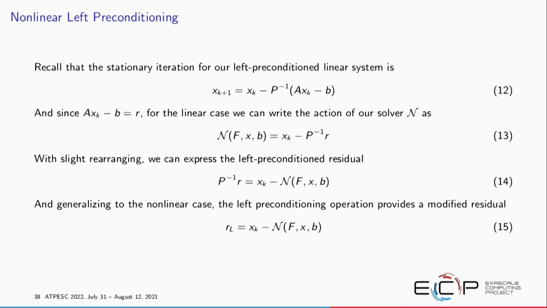We can also do something that is analogous to preconditioning that some of you may have seen in the Trilinos talk earlier today for linear systems. Recall that the stationary iteration for our left preconditioned linear system looks like this. And since A times x sub k minus b equals the residual for the linear case, we can write the action of our solver N like this. Then if we do some slight rearranging, we can express the left preconditioned residual as this expression here. Generalizing to the nonlinear case, the left preconditioning operation provides this modified residual of this form.